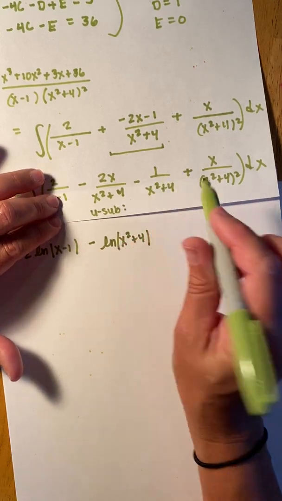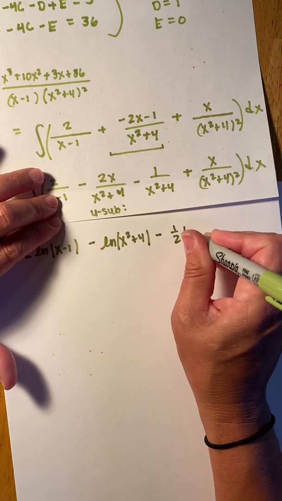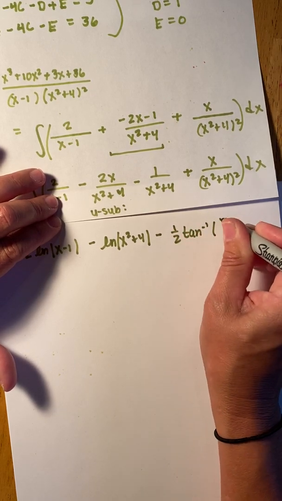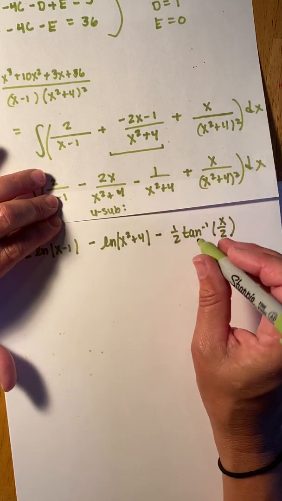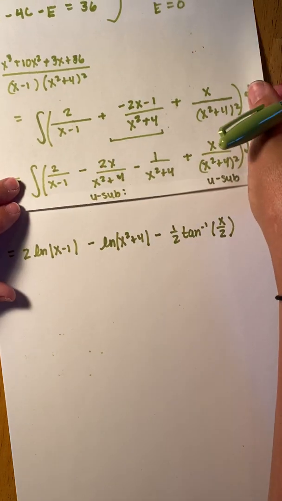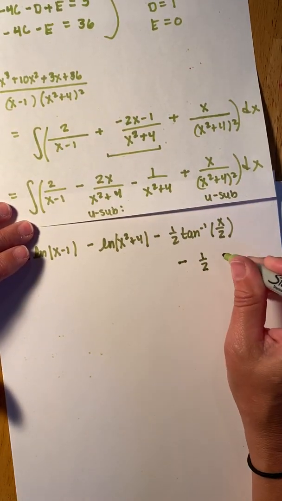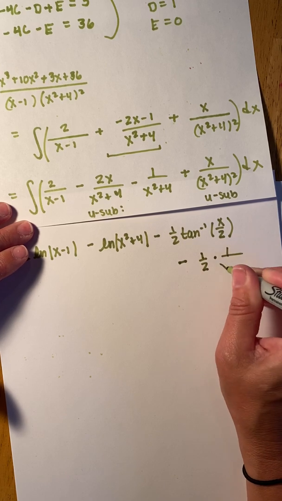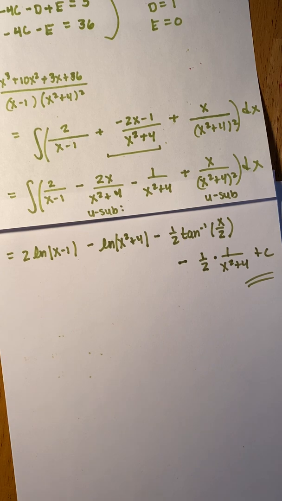This is just a trig. This is u substitution, and we can do 1/2 the inverse tangent of x over 2. And then I ran out of room. This is again u substitution. And we get minus 1/2 times 1 over x squared plus 4, plus c. Woo, that was quite a doozy.